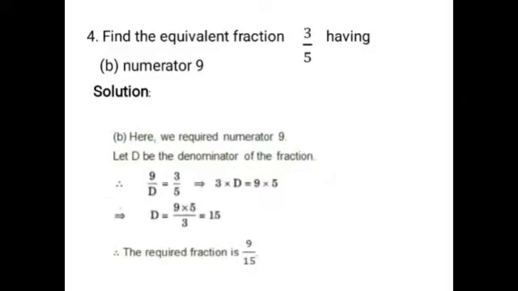See B part of question number 4. We have to find the equivalent fraction of 3 by 5 having the numerator 9. Here the required numerator is 9. So, let us consider the denominator as D. So, 9 by D is equal to 3 by 5. On cross multiplying, we get 3 multiplied by D is equal to 9 multiplied by 5. On dividing both sides by 3, we get D equal to 9 multiplied by 5 divided by 3. 9 5s are 45. 45 divided by 3 is 15. Therefore, the required fraction is 9 by 15.